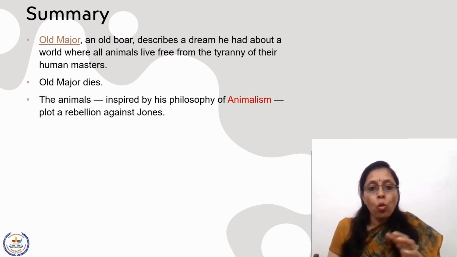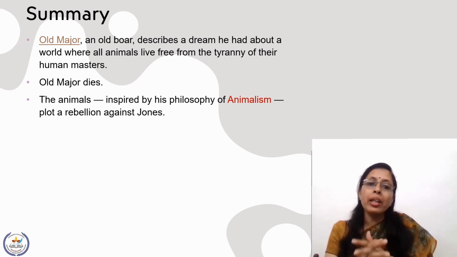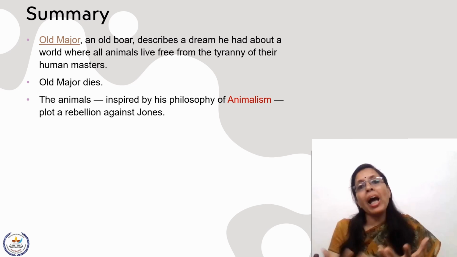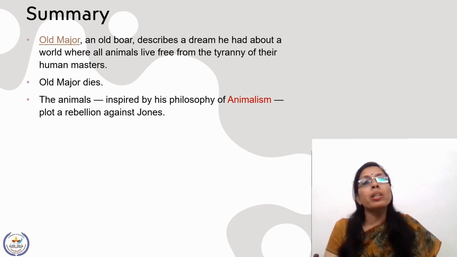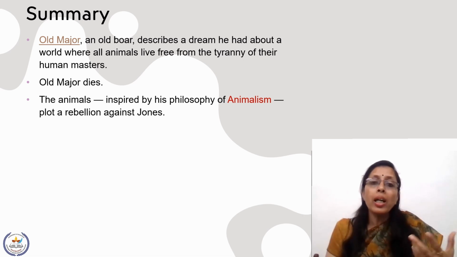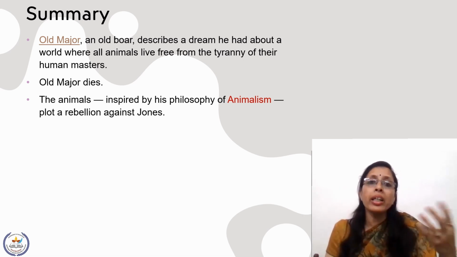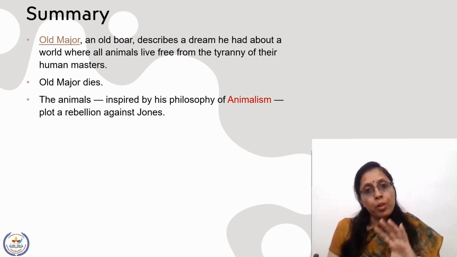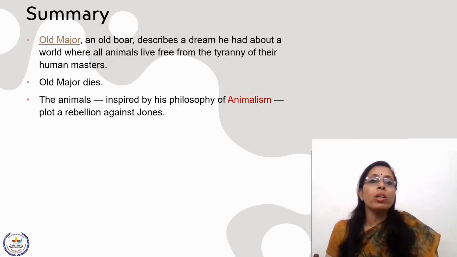And after Old Major dies, all the animals are inspired by his philosophy of animalism, and they plan and prepare for a rebellion against Mr. Jones, who is the owner of the farm and who is a bit exploitative, and he tortures them and does not feed them well. So they start planning and preparing for a rebellion.